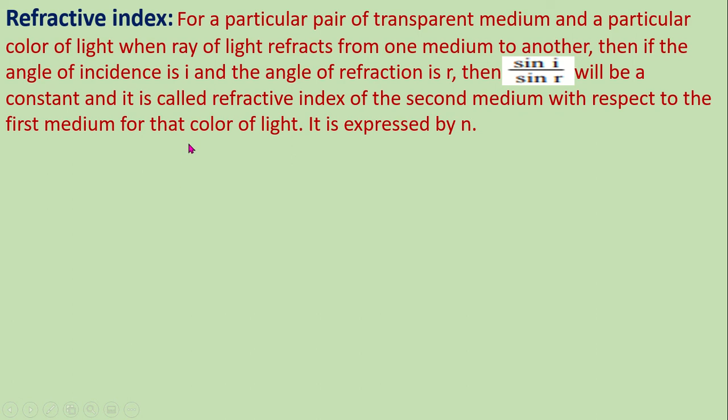Now I will explain one interesting thing, that is refractive index. For a particular pair of transparent media and a particular color of light, when a ray of light refracts from one medium to another, then if the angle of incidence is i and the angle of refraction is r, then sin i by sin r will be a constant, and it is called the refractive index of the second medium with respect to the first medium for that color of light, and it is expressed by n. So refractive index is symbolized by small n.